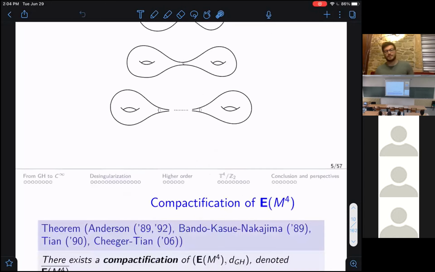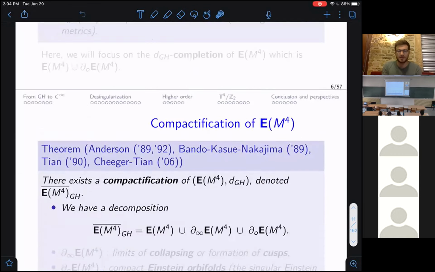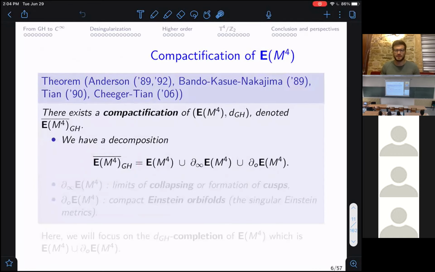In dimension 4, the situation is a bit more complicated, but there is also a compactification in the Gromov-Hausdorff sense. It's been done by several people that you can see here. This compactification has 3 pieces. The first one is just our smooth metrics, so nothing new here. The second part, which is not well understood, and I won't talk about it today, is the limit of collapsing and cusp formation. This is similar to the 2-dimensional situation, but this is not well understood in dimension 4.